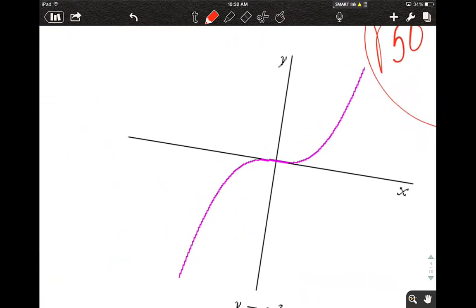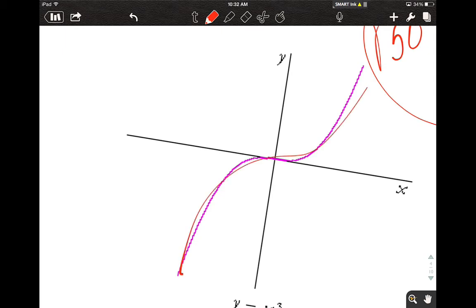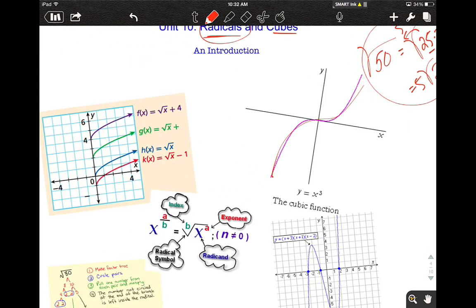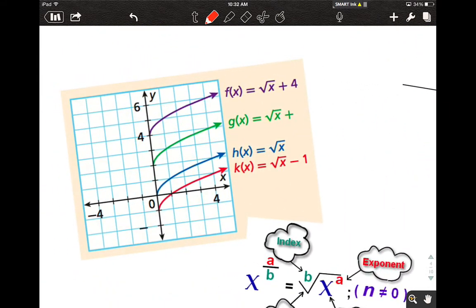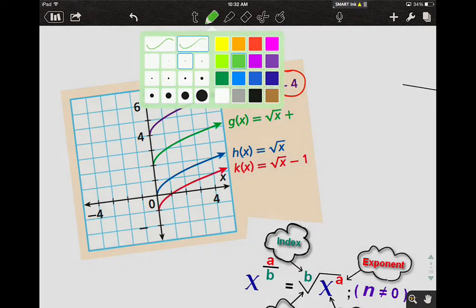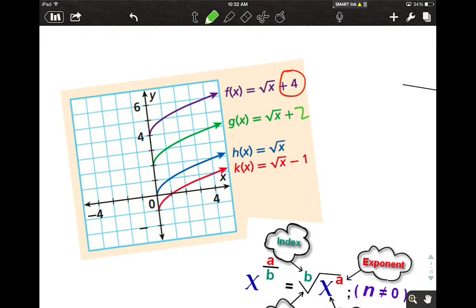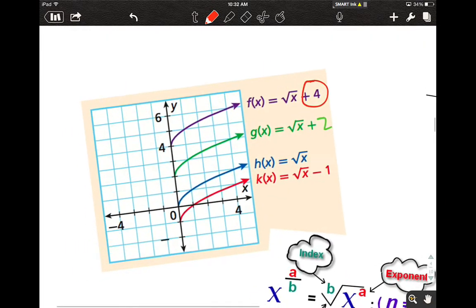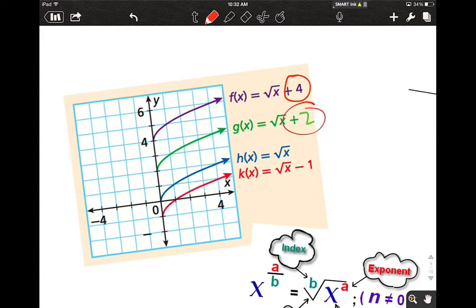Our cubic function looks like this kind of fun S shape, and we'll talk about why that happens later on. We're also going to do some translations, and if you remember how it works with quadratics, if we add things on the end, I don't know what happened there, that's supposed to be a 2. We add things on the end, how it might affect our graph. That should be very similar to what we learned with parabolas and quadratic functions.